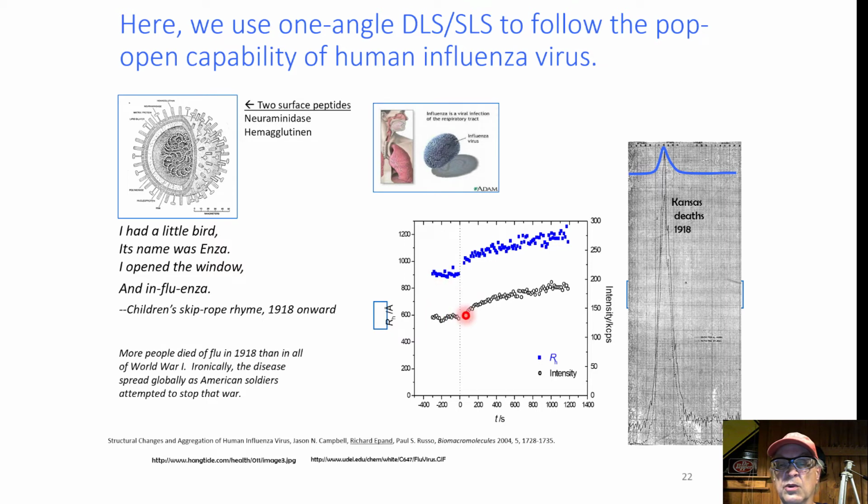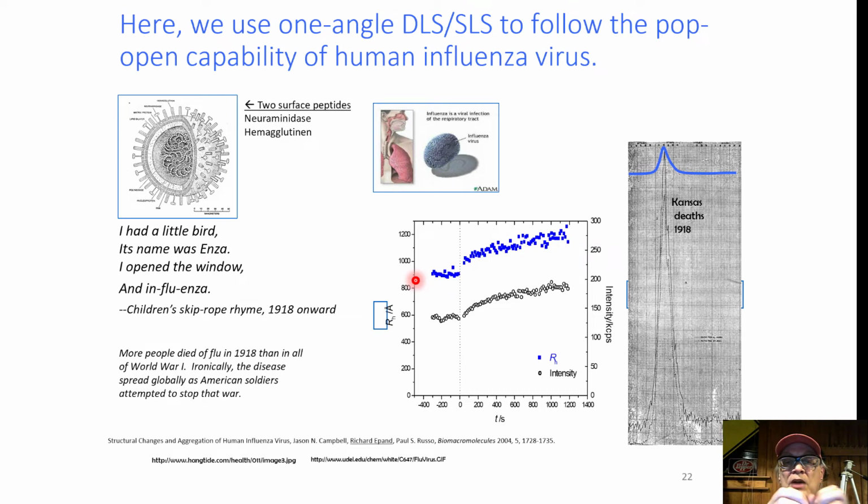This is showing influenza particles, both the intensity and the radius. What you see happens in the case of this particular influenza is when its pH is dropped, it suddenly increases its size, and then the intensity starts to rise. So what it does is it pops open, and then after it pops open, they start to aggregate.